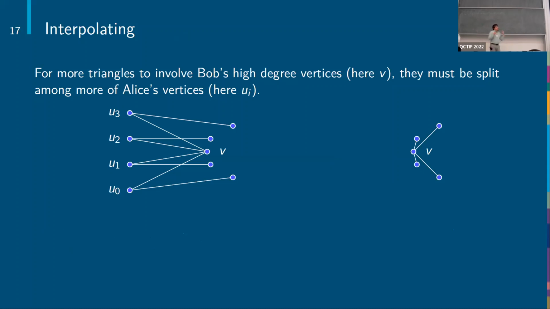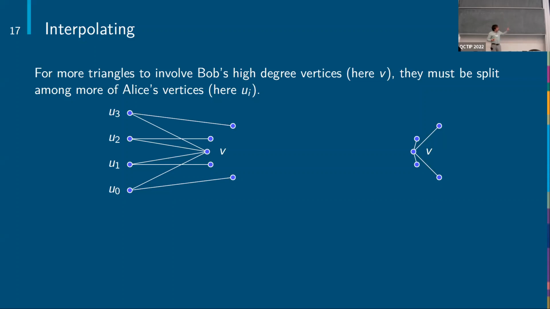It is possible for Alice to have lots and lots of potential triangles, lots and lots of wedges, which all touch the same high degree vertex that Bob has. But the useful thing for us is that in order for this to happen, those wedges, those potential triangles, all have to be split among many, many different vertices. And it turns out that this is exactly the case in which it is classically easy to count triangles.